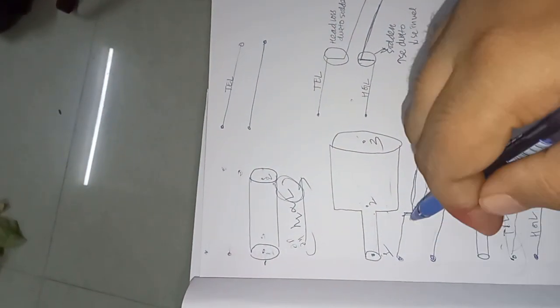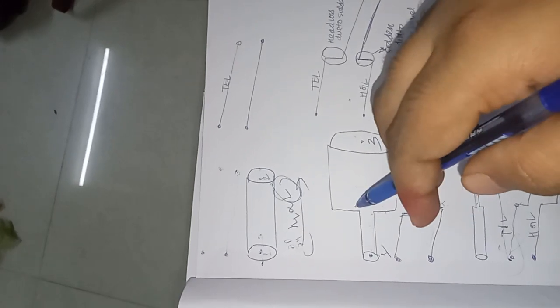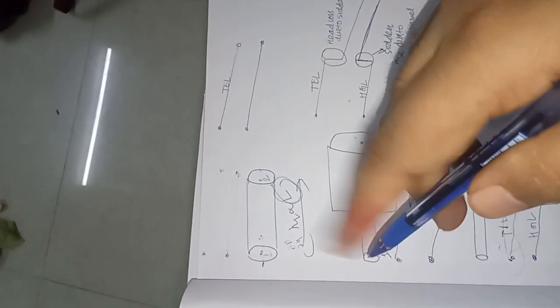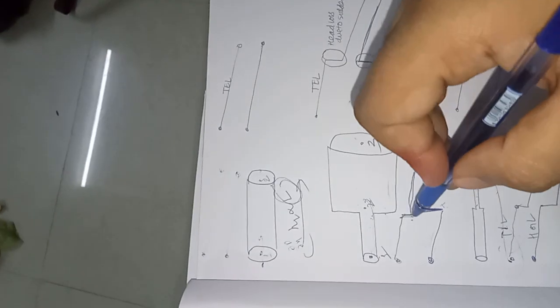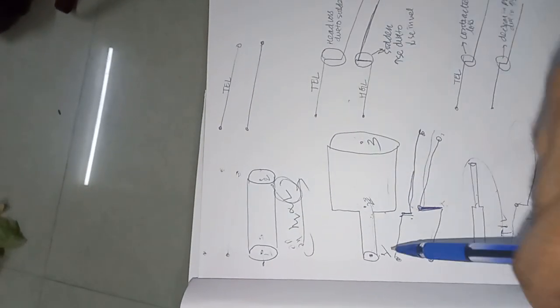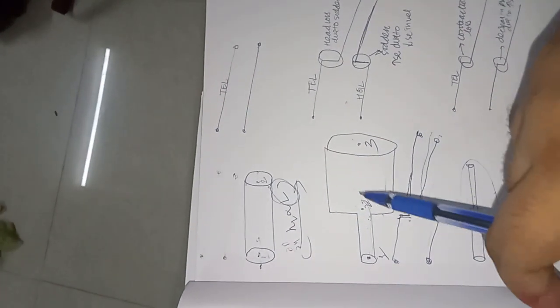Total energy from here to here decreases due to head loss. Now from here to here there is another head loss, which is the sudden expansion head loss. So the total energy line again goes down suddenly, and then again decreases because there is again head loss.